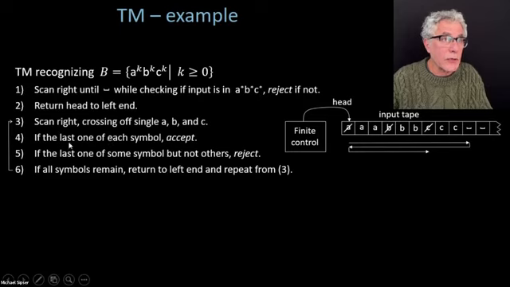So scan right, cross. So if all symbols remain, so there are still symbols remaining of each type, we're going to return to the left and repeat, and repeat.